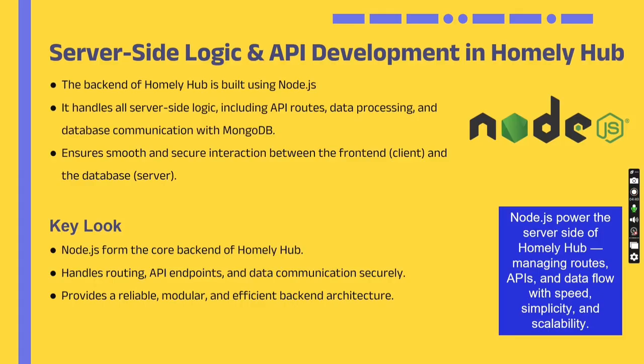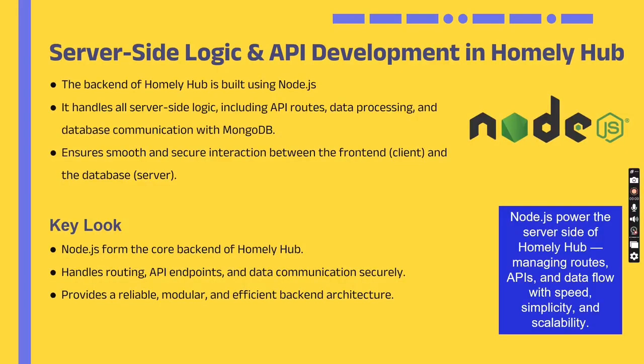Now comes our server part, the server-side logic: how and what is used in our project Homely Hub. The backend of Homely Hub is built using Node.js. First of all, let's discuss what Node.js is. Node.js is a powerful JavaScript runtime environment. Yes, it's an environment, not a library.